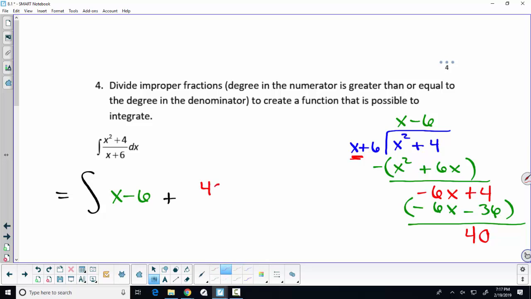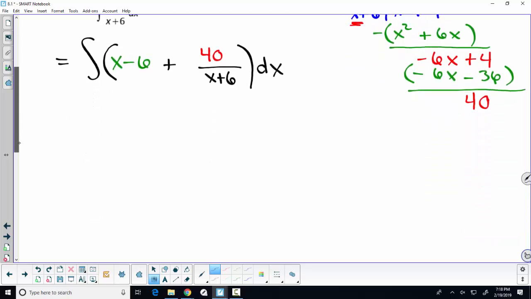We put the 40, the remainder, over the divisor. Because remember, we're expressing, or re-expressing rather, x squared plus 4 over x plus 6. Long division is much easier than this. Yeah, right. So it's now a much easier thing to work with.